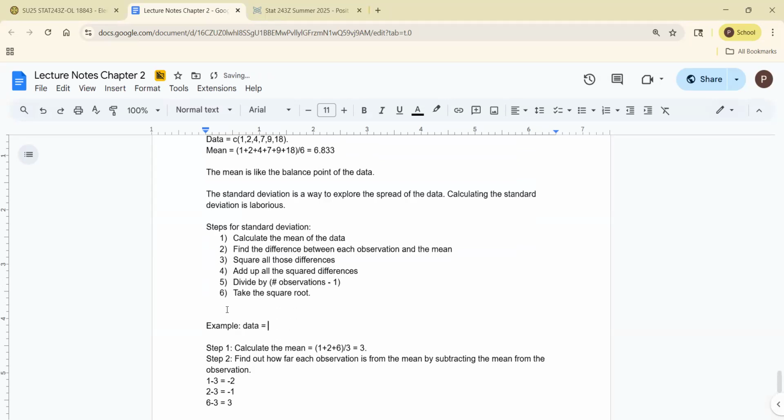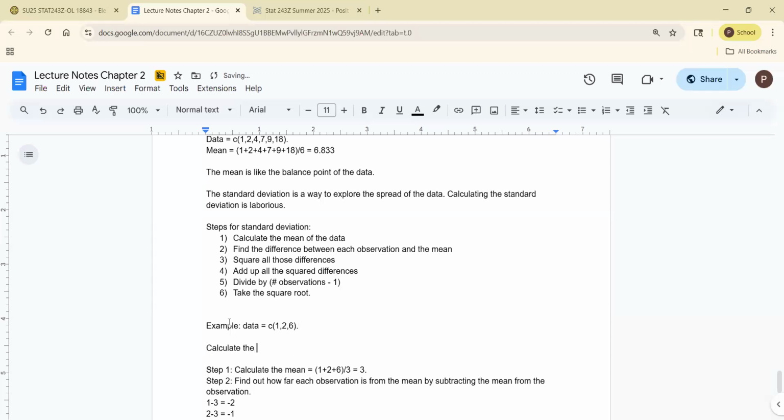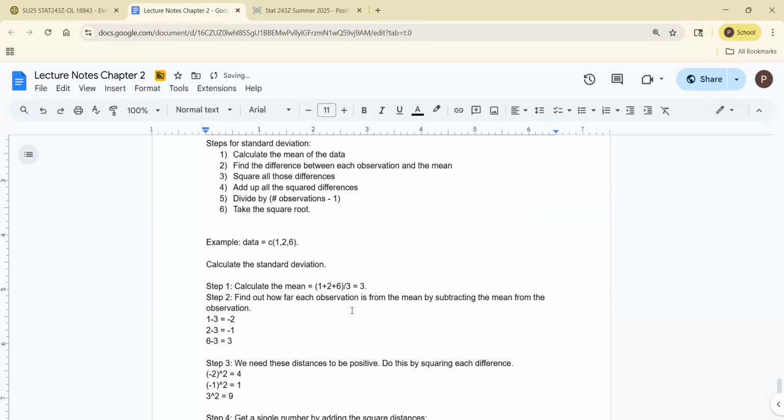My data is 1, 2, and 6. And I want to know a number that describes how that data is spread. So I'm going to calculate the standard deviation. First step is calculate the mean. 1 plus 2 plus 6, all divided by 3 equals 3. So the mean is 3.